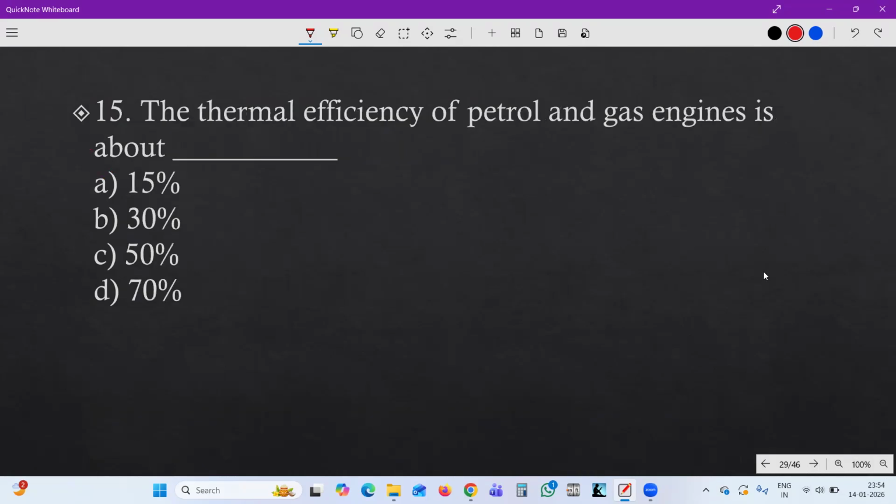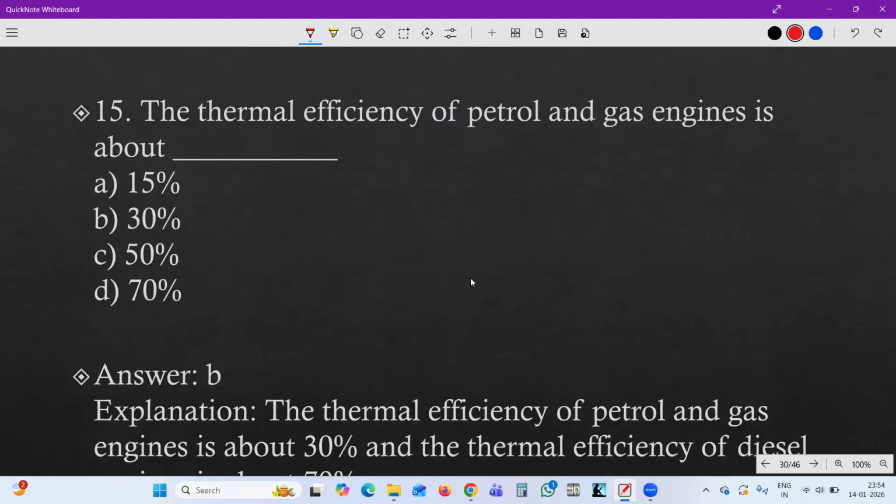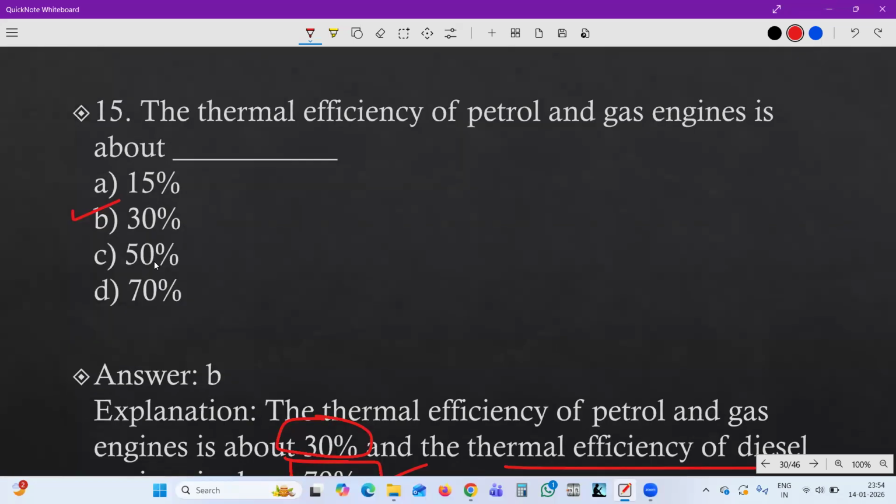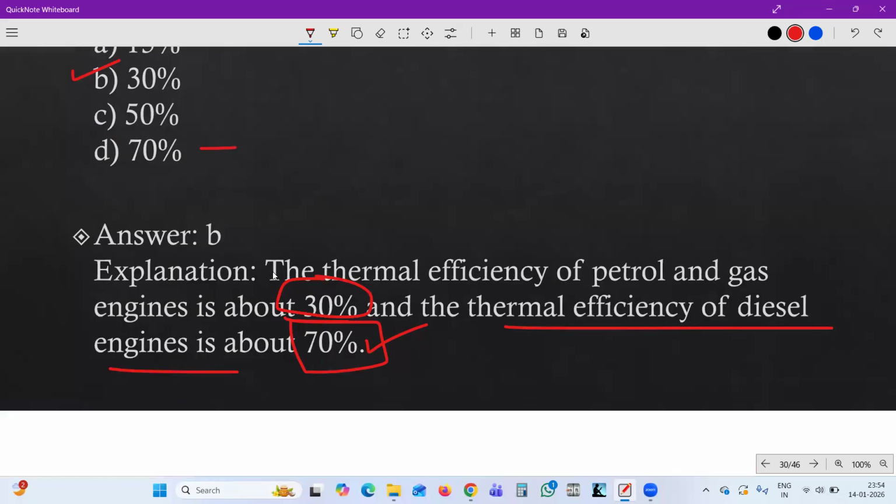15th. The thermal efficiency of a petrol and gas engine is about: A, 15%, B, 30%, C, 50%, D, 70%. The thermal efficiency of a petrol and gas engine is about 30%, and the thermal efficiency of a diesel engine is about 70%. It is related to the thermal efficiency.